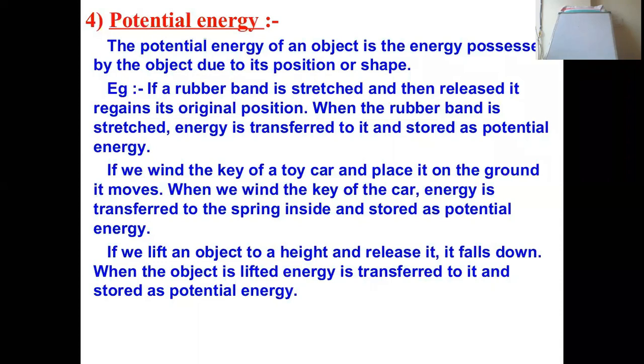And how can we calculate how much energy is present in an object? That can be calculated by the formula: kinetic energy is equal to 1/2 mv square, where m is the mass of the object and v is the velocity of the object.